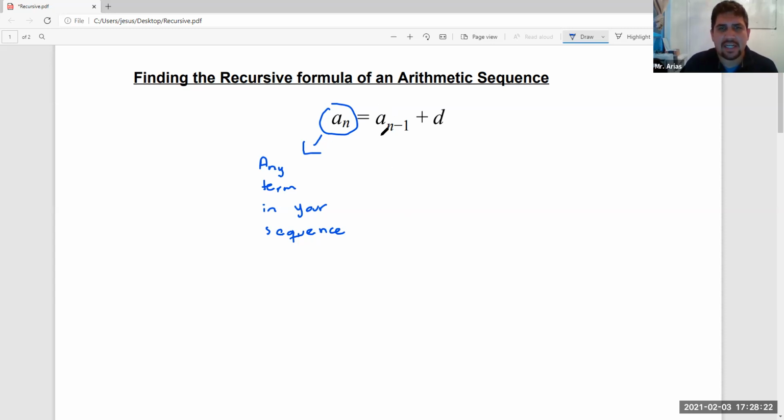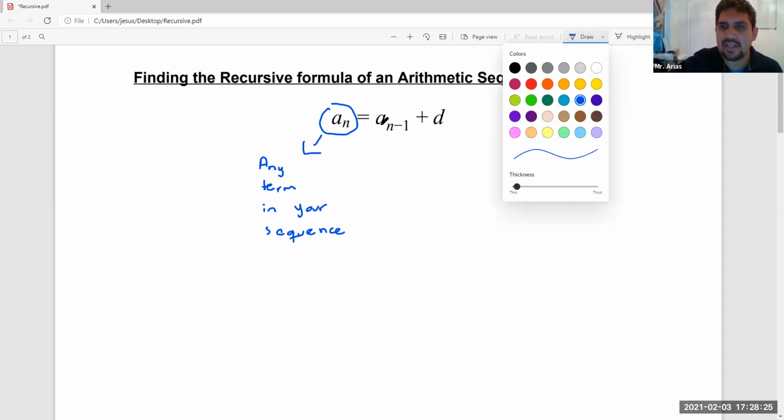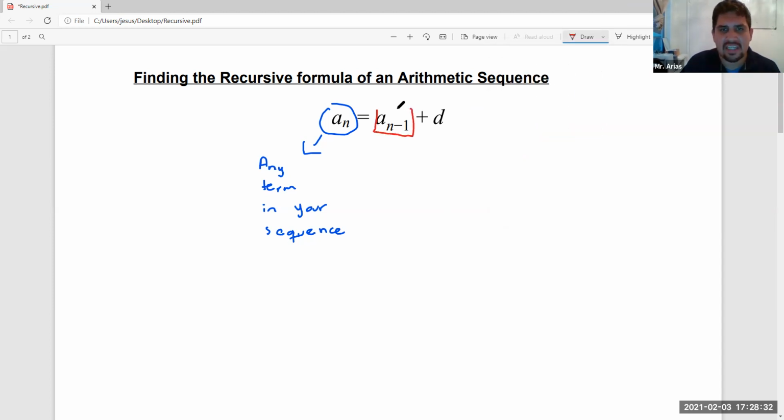And the second piece of information that we notice here is this a sub n, and then we have this -1 that's subtracting the n. This term is nothing but the term that appears before the n term, which is a sub n. So if we're talking about that 20th term, then for a sub n, that means that a sub n -1 would be the 19th term. If we're talking about a sub n as the 5th term, that means that a sub n -1 would be the 4th term, which is always the one before. So this is the previous term.